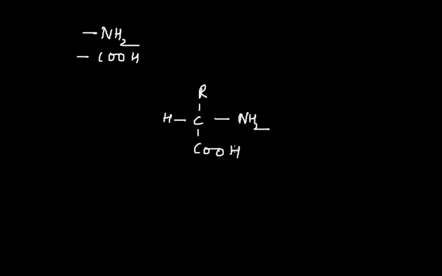Amino acids are amphiprotic compounds, meaning that they contain both a basic group, NH2, and an acidic group, COOH, and the general formula of any alpha amino acid is as follows. This alpha amino group is weakly basic, and this is acidic.